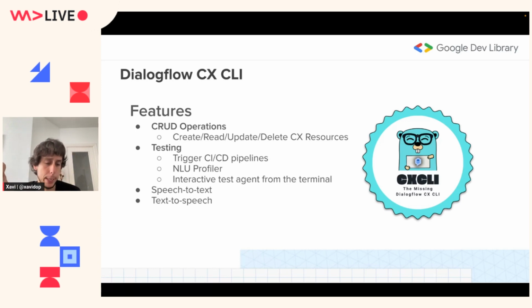It has speech-to-text and text-to-speech capabilities. That means that with this CLI, you can transform text into audio in just one CLI command, using the machine learning services from Google Cloud, speech-to-text and text-to-speech. For speech-to-text, it's basically the same: just one CLI command. You can take an audio and transform that into text.